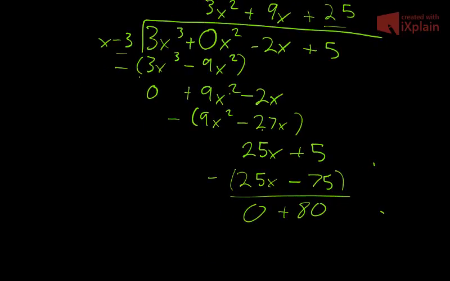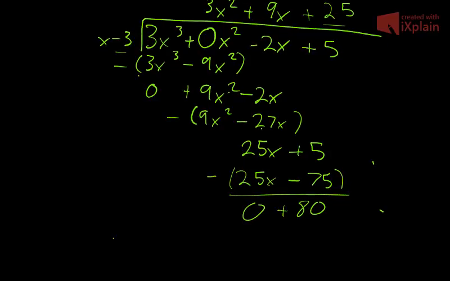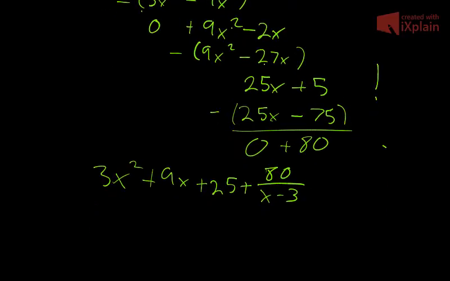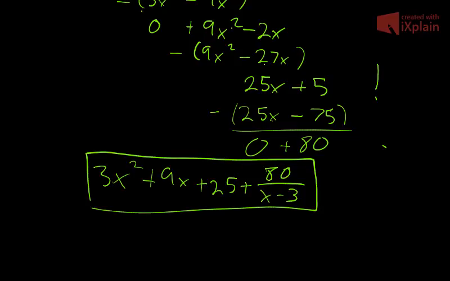So my final answer is going to be what I have up top, which is 3x squared plus 9x plus 25. And my remainder is 80, which I then divide by x minus 3. And just like that, I am all finished up. That is my final answer. I'll box it in. Beautiful answer.